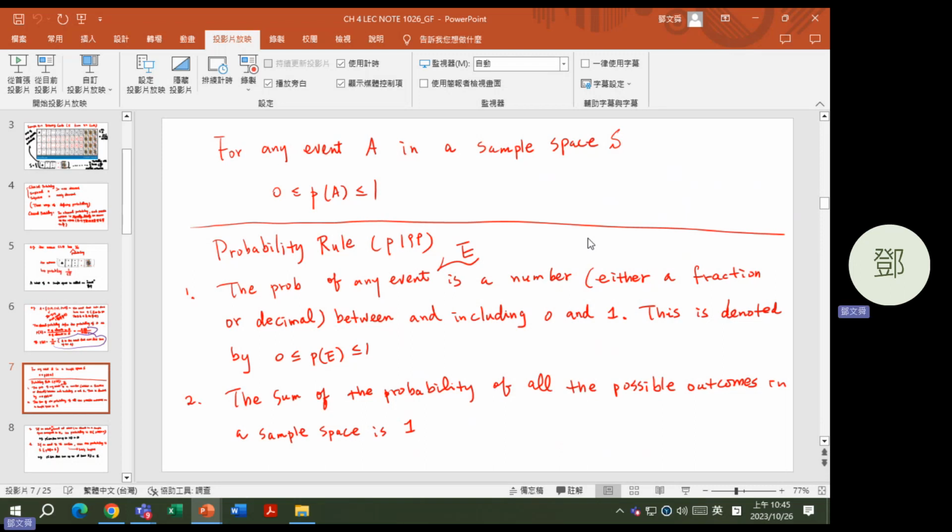Why don't we define the probability between 0 and 2? Of course you can do it, but it's a weird definition. 0 and 1 sounds more reasonable.